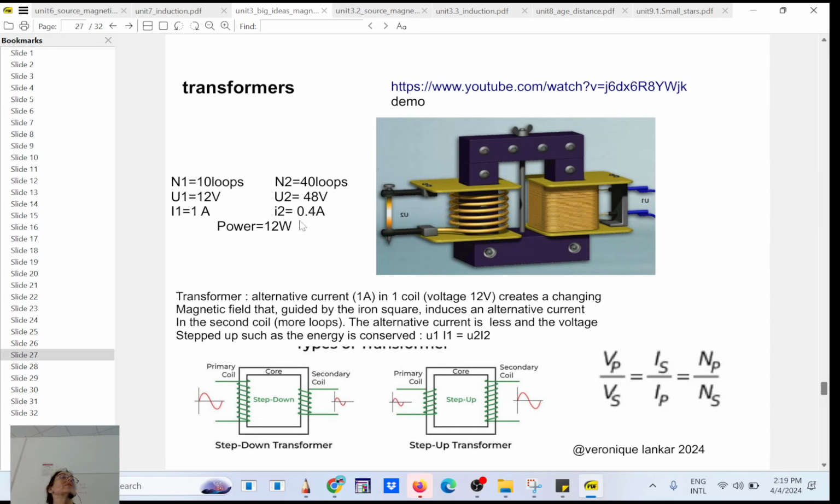So the current will be divided by 4. Is that clear? So if you find the power, so the energy produced per second, you do 12 times 1, which is 12 watts. And if you do 48 times 0.25, it's also 12 watts. So power in has to be equal to power out. Is that clear? It's not easy to understand because it's very abstract.